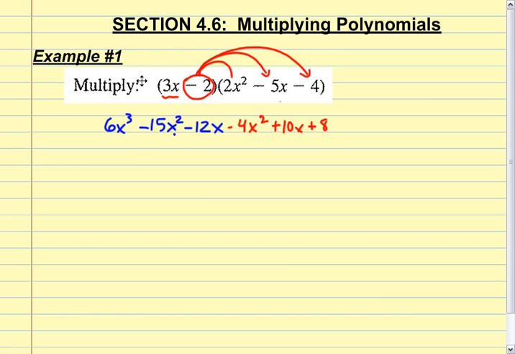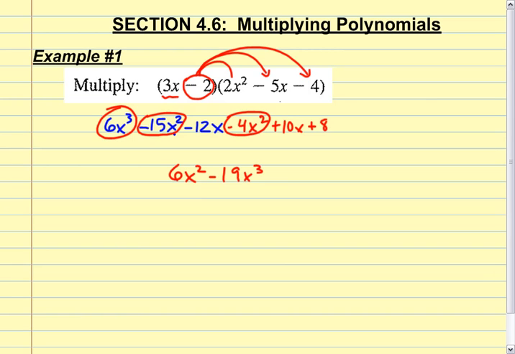Grace, what do we do next? Do you put together the common ones? You put together the common terms, right? I'm always going to start with the highest power. So I'm looking at 6x cubed. Is there another x cubed back there to add to it? No. So I'm just going to bring it down. Okay? Done. Now, Grace, we've got negative 15x squared. Do we have another x squared? We've got negative 4x squared. When we put them together, we get what? Negative 19x squared.